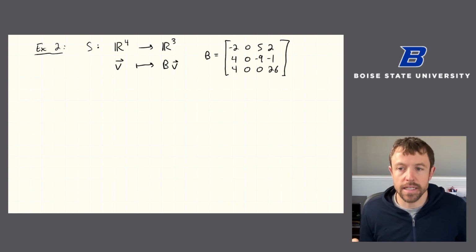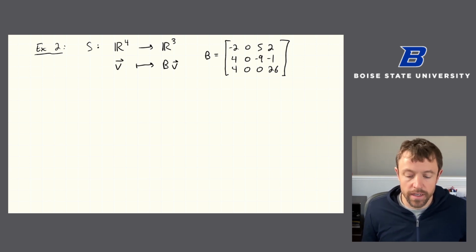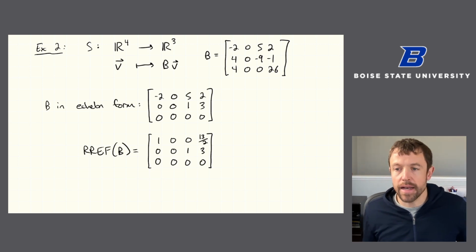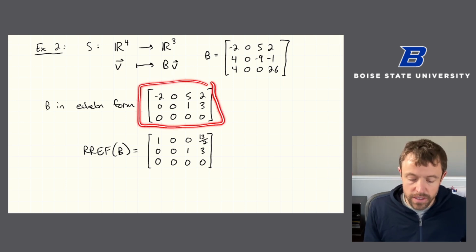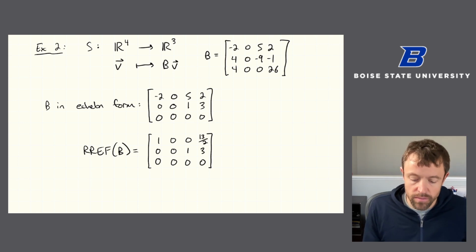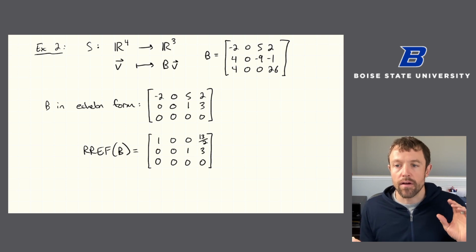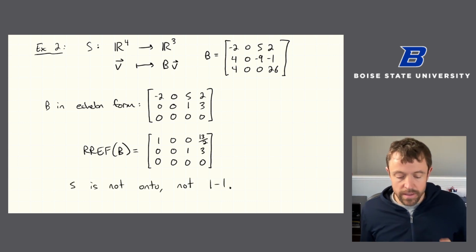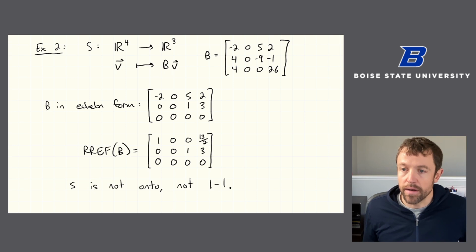So here's the second example from the video. This linear transformation S from R4 to R3 is defined by matrix multiplication. And in the video, what we determined was that, I didn't actually find the reduced row echelon form of the matrix B. We only needed the echelon form matrix. Based on either of these two versions of B in echelon form, we see the pivots in the same spots. And we determined there are not pivots in all columns and there are not pivots in all rows. And therefore, this linear transformation S is not one-to-one and it's not onto.